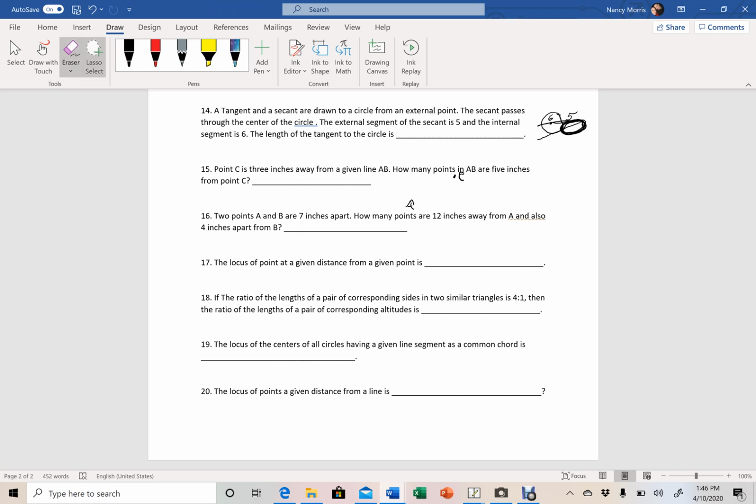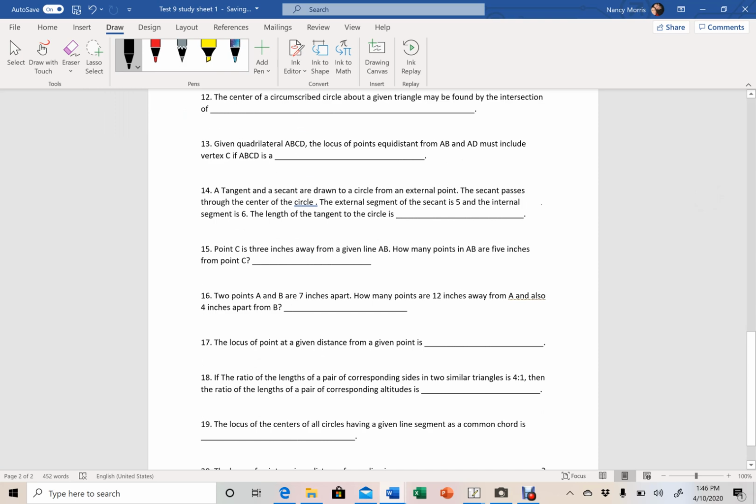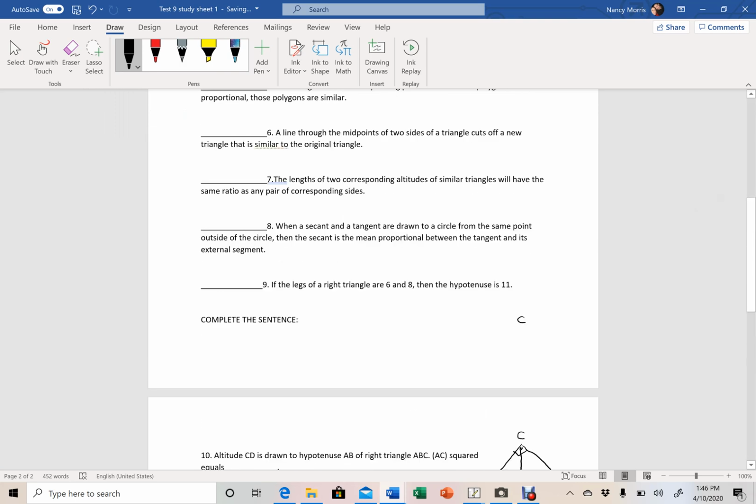Okay, so that is your first study sheet for test number 9. Again, this is a 9-week exam, so it may take some time to go back in your book and find some of these answers, okay? But your homework for today is to answer these 20 questions.